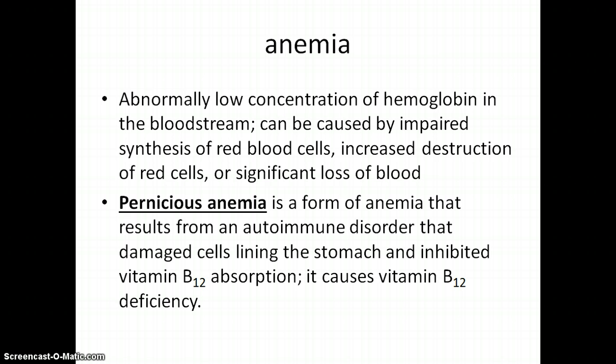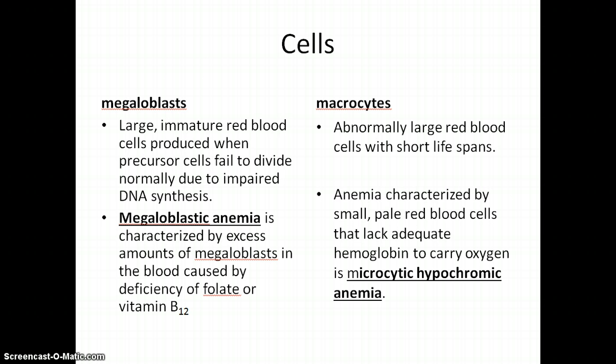So pernicious anemia is a form of anemia. It's an autoimmune disorder from the damaged cells in the stomach. We are also seeing this type of anemia now with people that are having gastric bypass or stomach stapling surgery for weight loss. When we look at anemia, we think of the megaloblasts as very large, immature red blood cells, and a megaloblastic anemia is an excess amount of those megaloblasts in the blood, and they cause then a deficiency of folate or the B12.